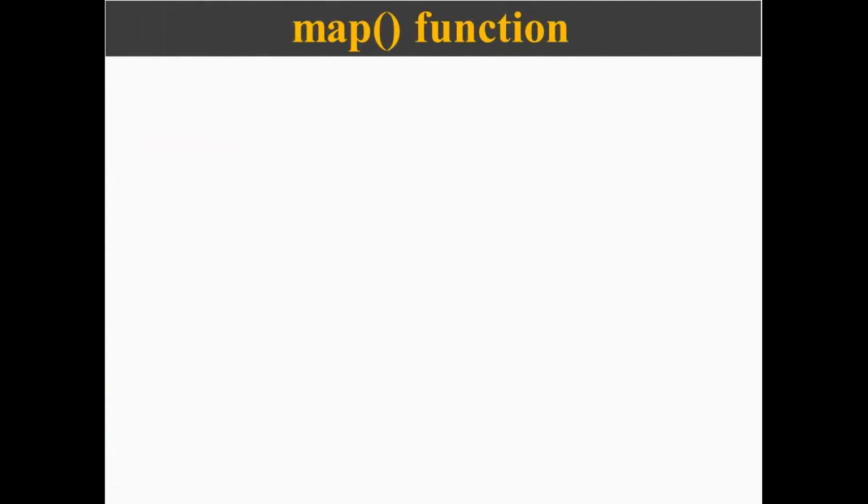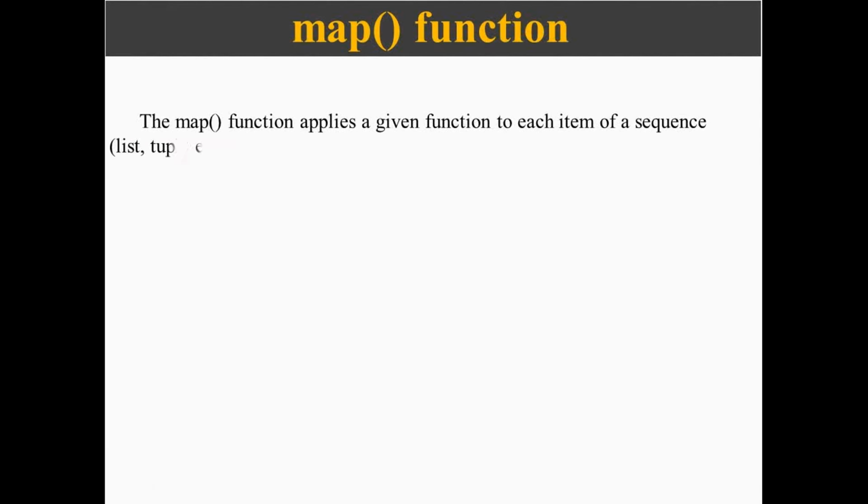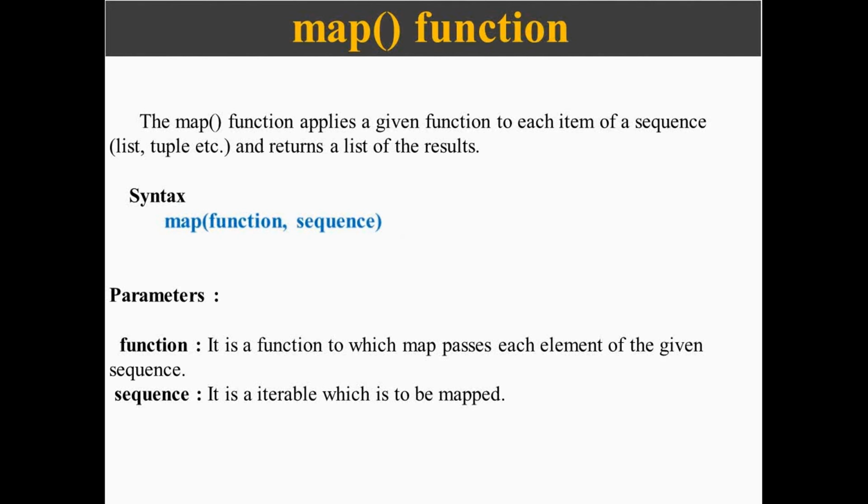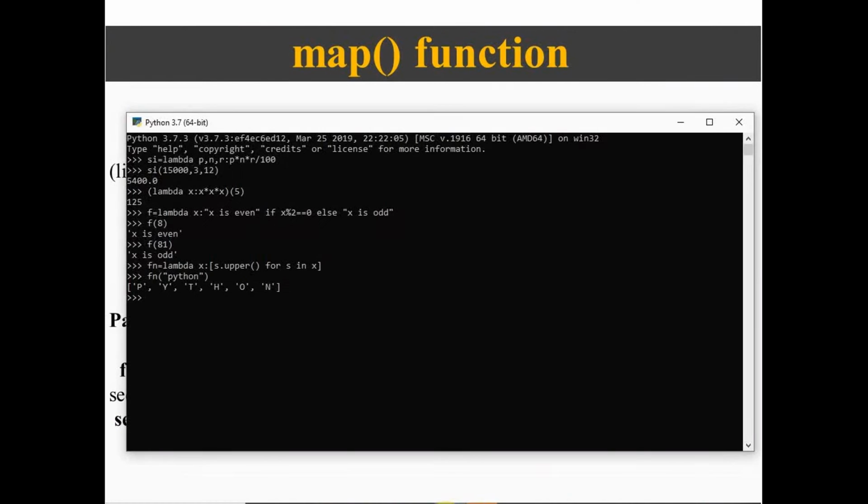Now let's see how the lambda function works with higher order functions. The first higher order function is the map function. This map function applies a given function to each and every element of the sequence. The sequence can be a list, tuple or set or anything. It can be a range of elements also, and it returns a list of the results. The syntax is map, passing the function as the first argument and then the sequence. So function and sequence are the parameters.